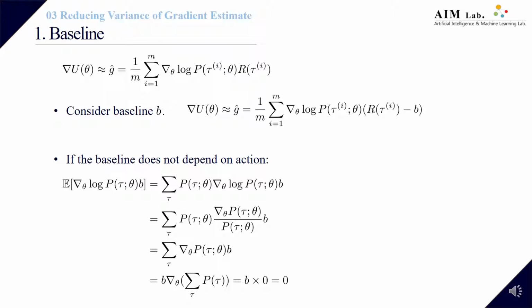Here's the answer for the bias part. If we consider the added part of the equation, and b is not dependent on action, then b comes out of the sigma sum, and as the sum of all paths' probability is 1, the gradient of it is 0. Therefore, we can be sure that the bias does not change.